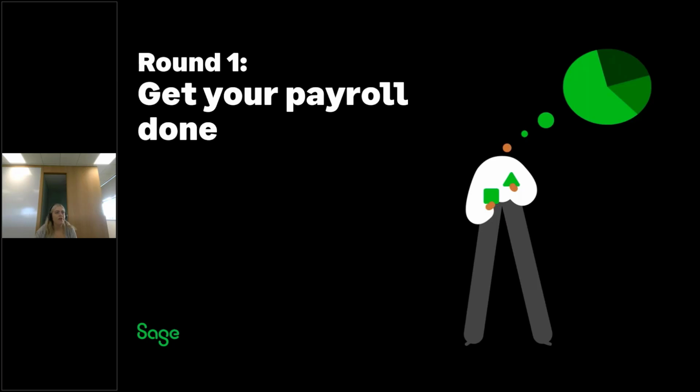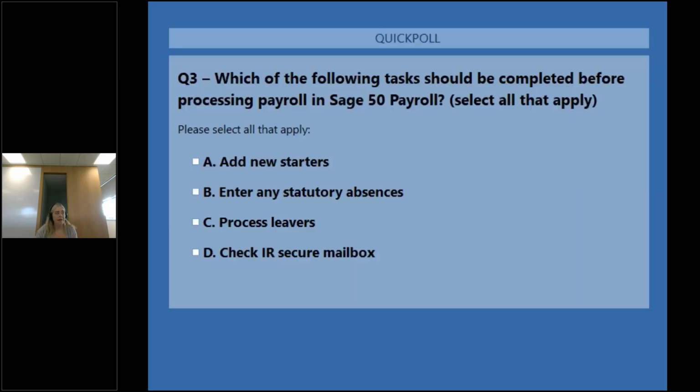So question number 3. Which of the following tasks should be completed before processing payroll in Sage 50 Payroll? Now this one is multiple choice, so you can select multiple answers for this one. So that's A, add new starters. B, enter any statutory absences. C, process leavers. D, check the IR secure mailbox. So that's which of the following tasks should be completed before processing payroll in Sage 50 Payroll. Looks like most people are getting the answers in for that one.